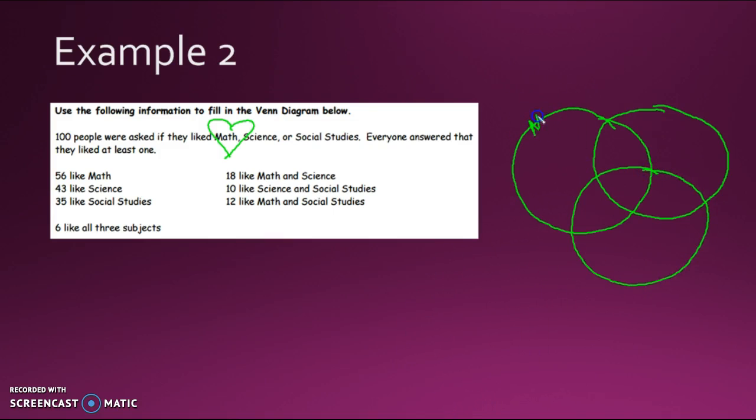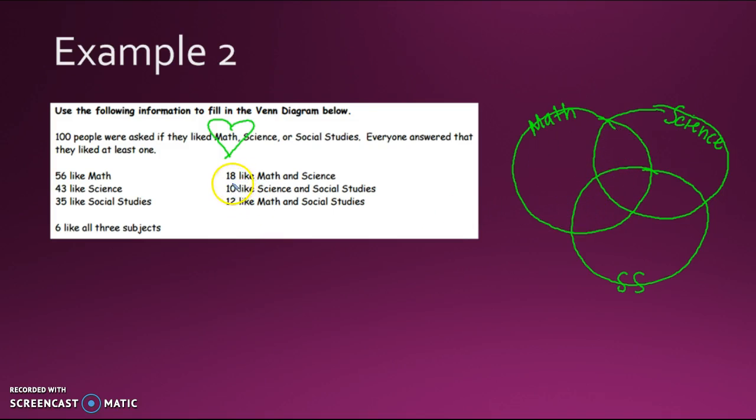We've got a math and a science and a social studies. All right, 56 like math, 43 like science, 35 like social studies, 18 like math and science, 10 like science and social studies, 12 like math and social studies, and 6 like all 3. Okay, so this is enough information to fill in everything, but keep in mind, if it says 56 like math, that means the entire math circle has 56. So I can't write 56 in there right now because it's including 4 different sections of that circle.